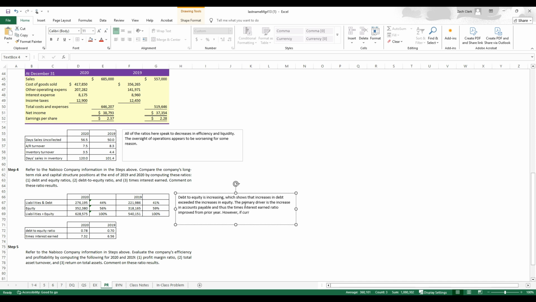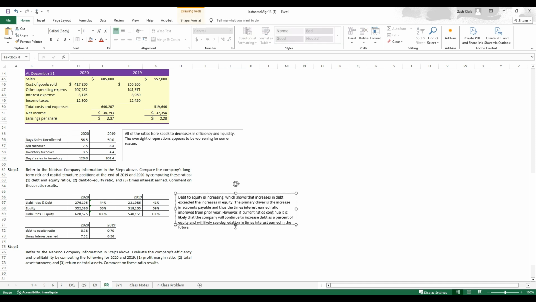However, if current ratios continue, it is likely that the company will continue to increase debt as a percent of equity, and will likely see degradation in times interest earned in the future.